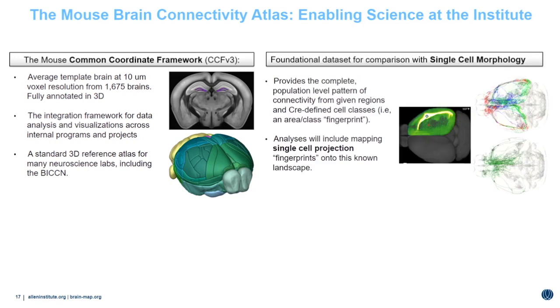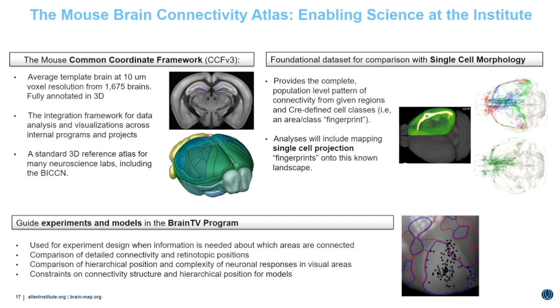This data set is also fundamental in order to compare with single cell morphology by giving us all the possible areas in which a particular cell can connect. It is also important in guiding experiments and models in a set of projects which we want to characterize in vivo activity and computations of different areas. For example, this data set is often used to do experiment design, to know where to inject a particular set of viruses, to know where to target the microscope, to target the recordings. It is important as a comparison for the detailed connectivity and retinotopic positions.